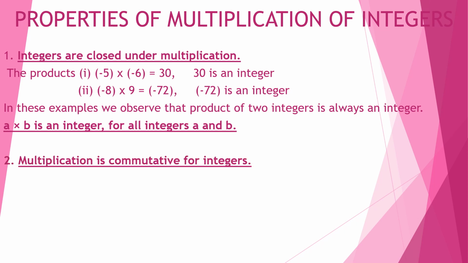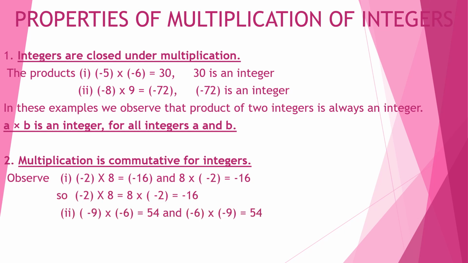Multiplication is commutative for integers. Let's observe minus 2 into 8. Negative integer into positive integer gives me negative 16. Now I interchange the integers. 8 comes first and minus 2 later. 8 into minus 2 gives me minus 16. The two products are the same.